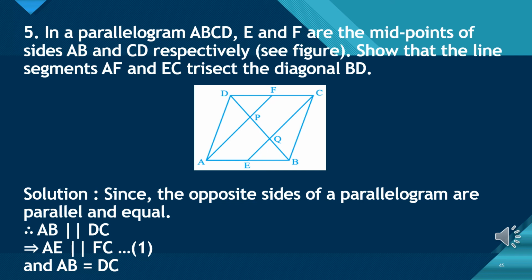In triangle ACD, S is the midpoint of AD and R is the midpoint of CD. SR equals half of AC and SR is parallel to AC. Equation number 1, by the midpoint theorem. In part 2, in triangle ABC, P is the midpoint of AB and Q is the midpoint of BC.